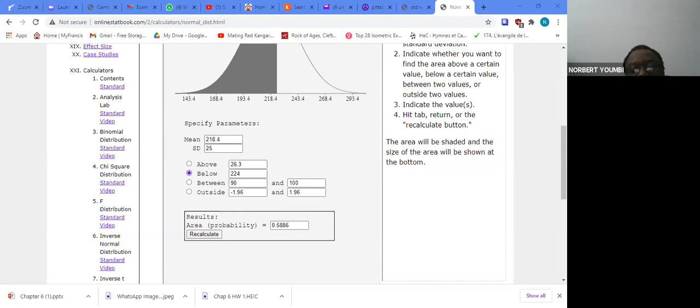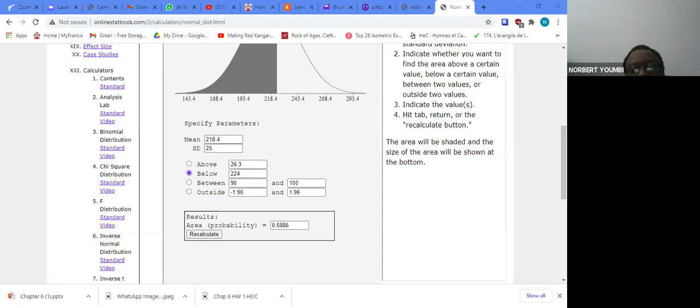So now the next question will be: the average number of pounds of meat that a person consumes per year is 218.4 pounds. Assume that the standard deviation is 25 pounds and the distribution is approximately normal. If a sample of 40 individuals is selected, find the probability that the sample mean will be less than 224 pounds per year. So here the mean again is 218.4, but the standard deviation has changed, because it is a sample mean, so we do 25 divided by the square root of 40.